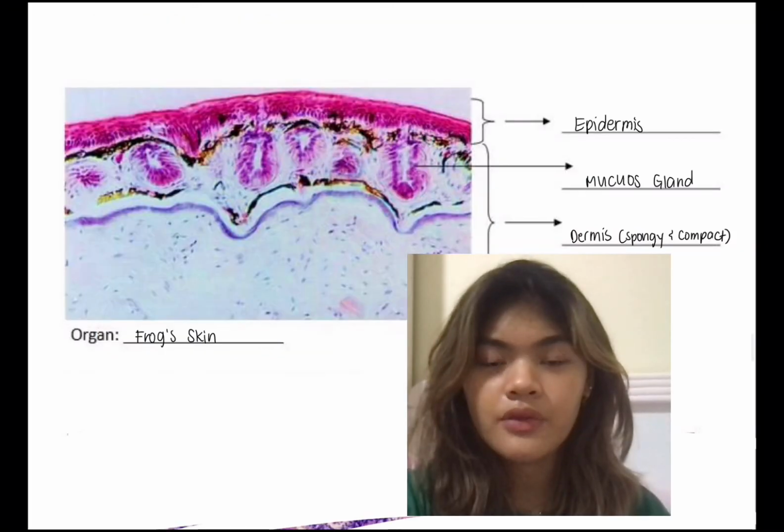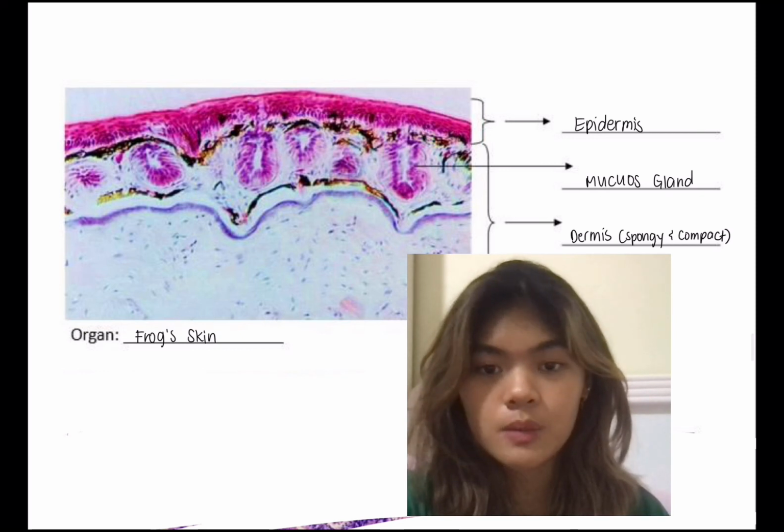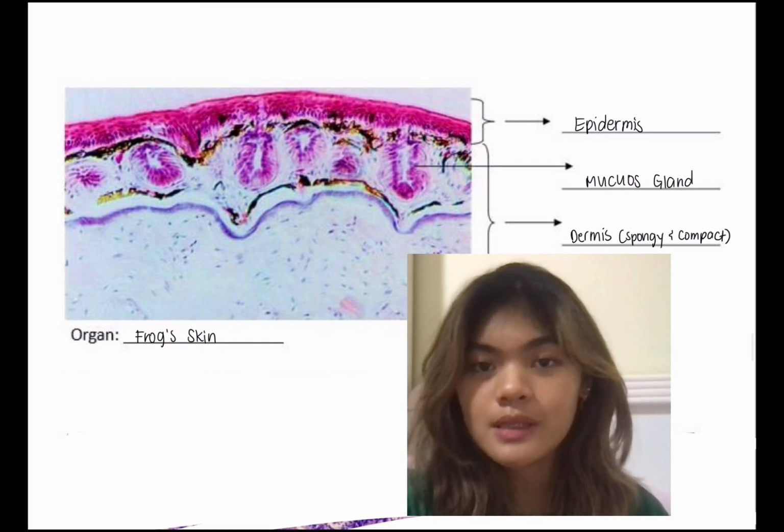Next, we have the frog skin. The epidermis is the outermost layer, while the dermis is below the epidermis. The dermis is divided into two compartments, namely the spongy dermis and the compact dermis. In between is the mucous gland, which secretes hydrophilic mucus to keep their skin moist.